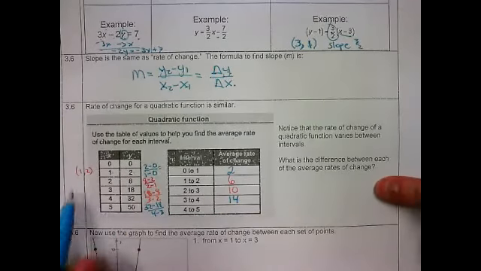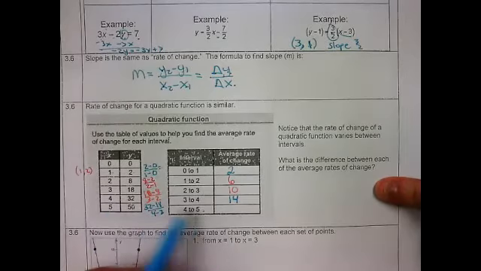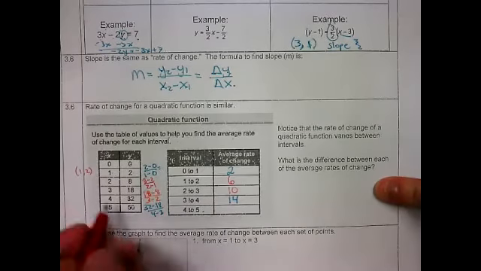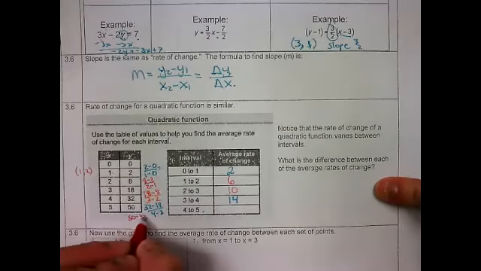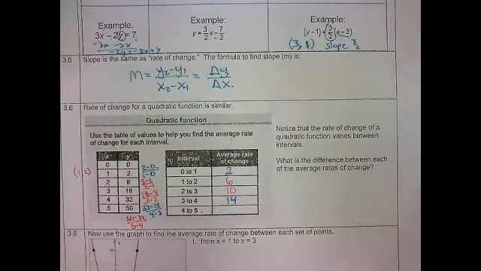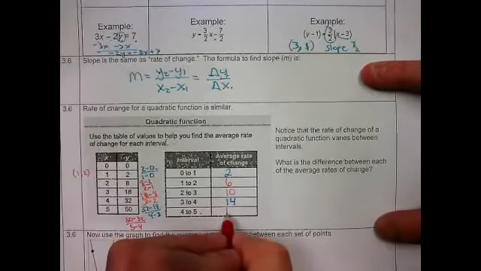And then from 4 to 5 is going to be 50 minus 32 over 5 minus 4. So 50 minus 32 is 18.